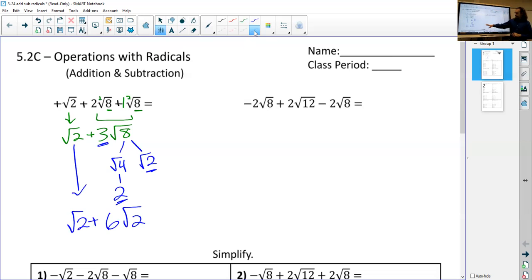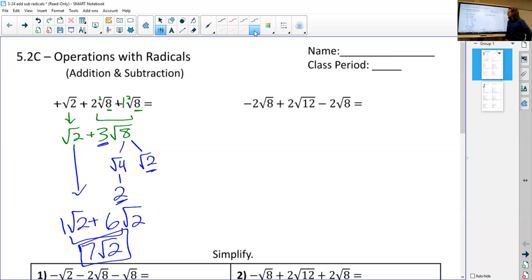And now we see we have the same number under the radical, square root of 2, square root of 2, so I can add these together now. So 1 square root of 2 plus 6 square roots of 2 is 7 square roots of 2. And there you go. So what this comes down to is you combine any radicals that you can, and then we simplify from there, and then we try to combine again.